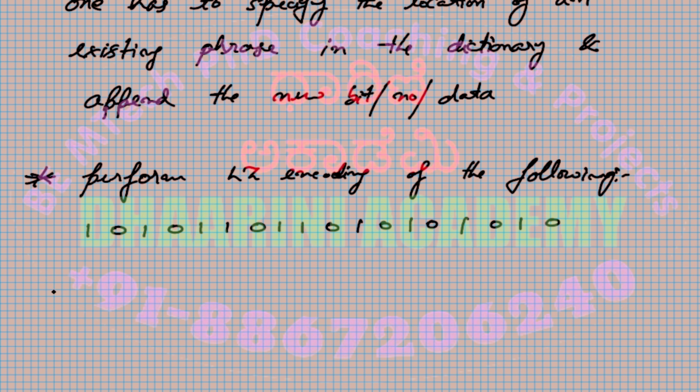So the first step is to split this into variable size groups. We call it the LZ parsing.